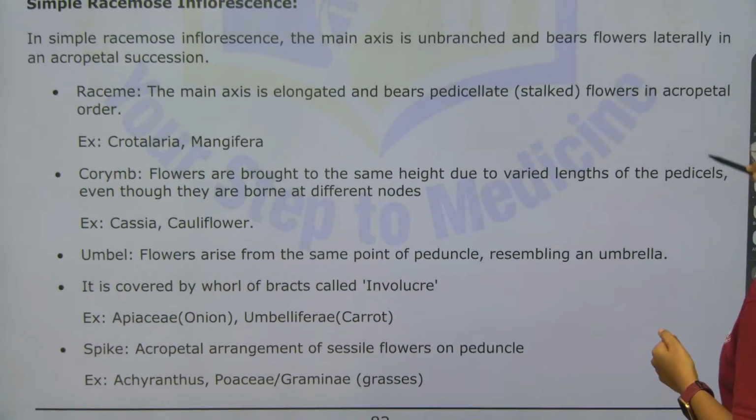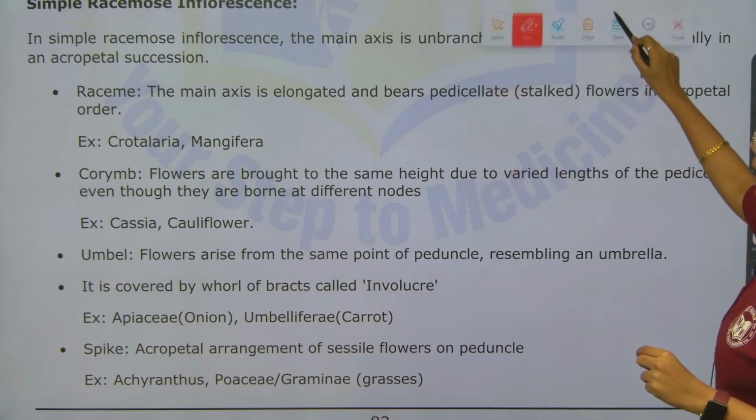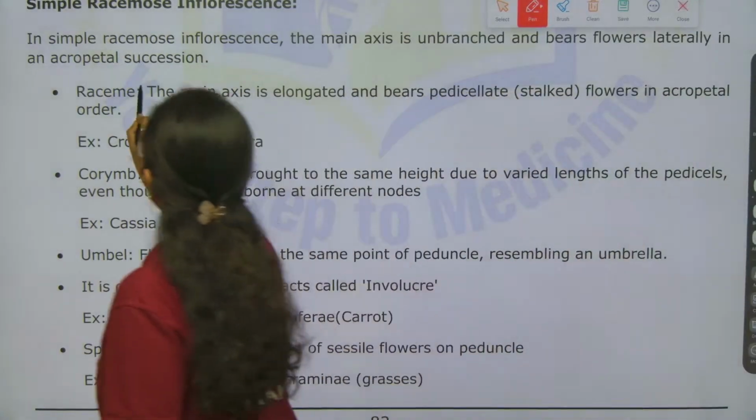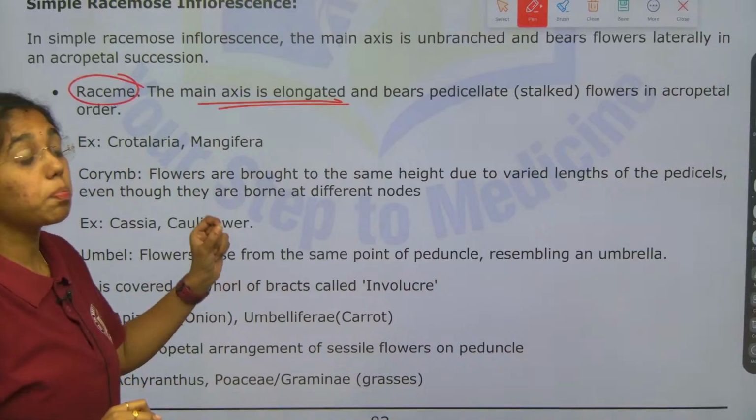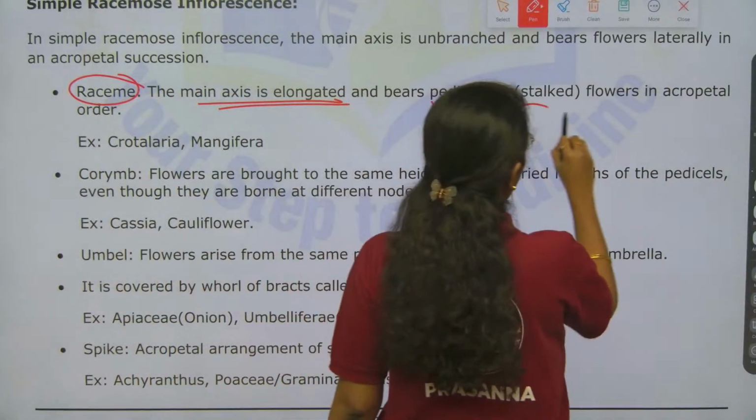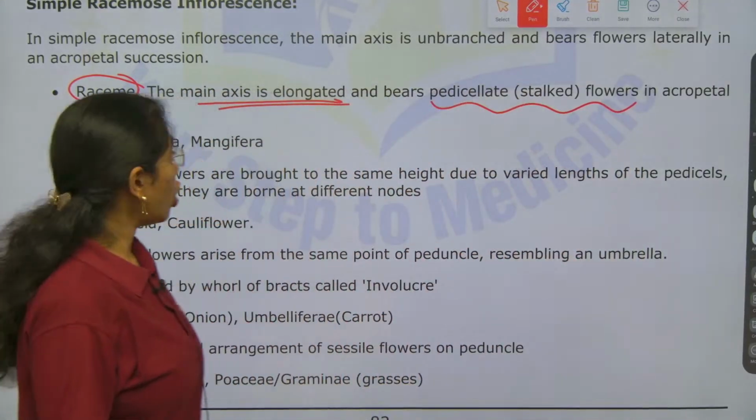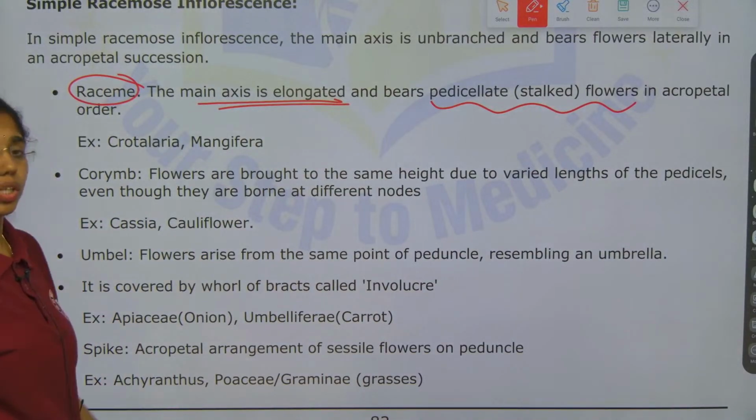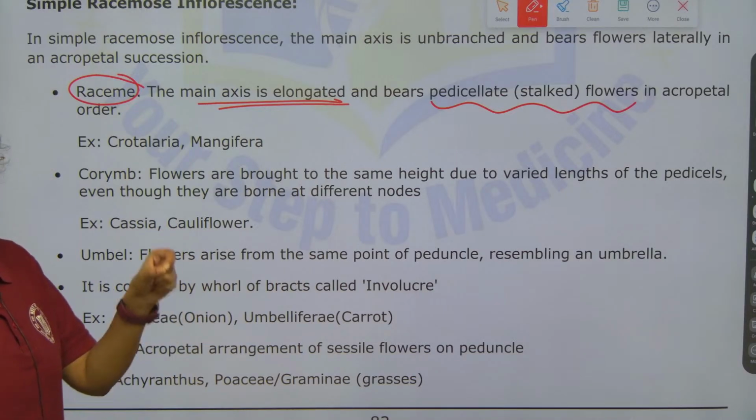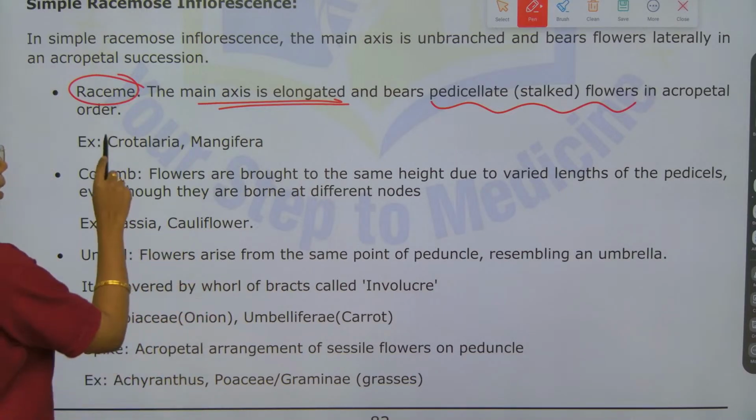First is raceme type of racemose inflorescence. Here the main axis is elongated and this bears pedicellate, that is stalked flowers in acropetal succession. Stalked flowers are present in acropetal succession, which is nothing but older flowers are at the base and younger flowers are at the tip.